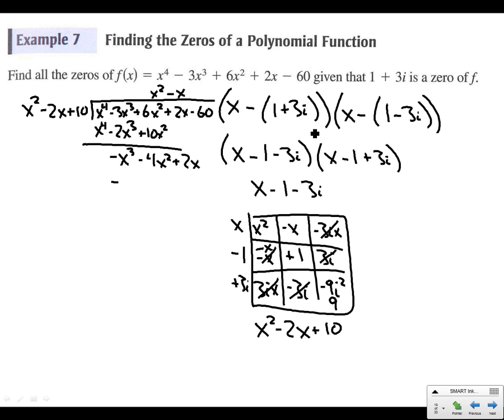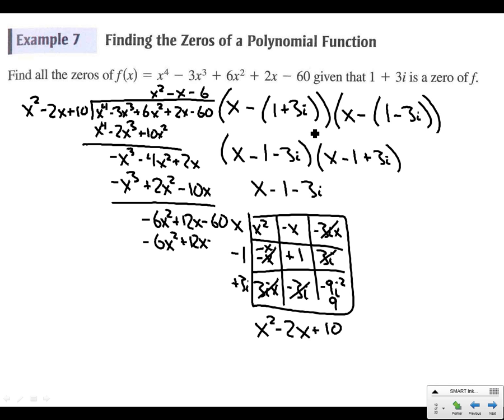And now x cubed divided by x squared is minus x. And so we've got negative x cubed plus 2x squared minus 10x. If we subtract down, we get negative 6x squared, and we get 12x. We'll bring down the 60. And we'll divide again, we get negative 6. And this should work out because we said these are zeros, so they should factor away. And yes, they do. No remainder.